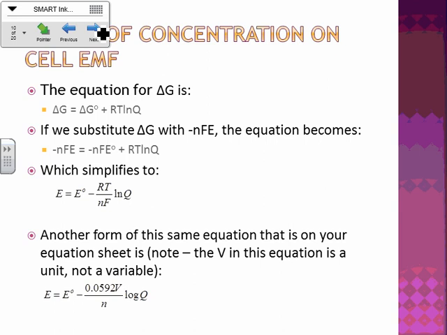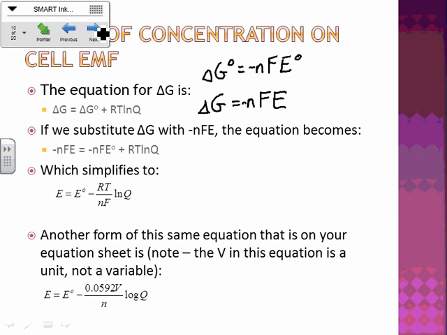You remember this equation from the last unit? Delta G equals delta G0 plus RT ln Q. That's how you get a delta G when it's not at standard conditions. But we just said that delta G equals negative NFE, and delta G0 also equals negative NFE0.